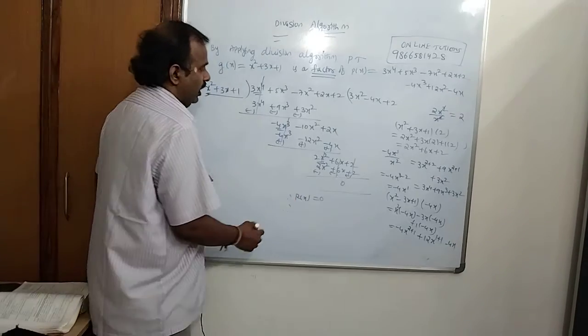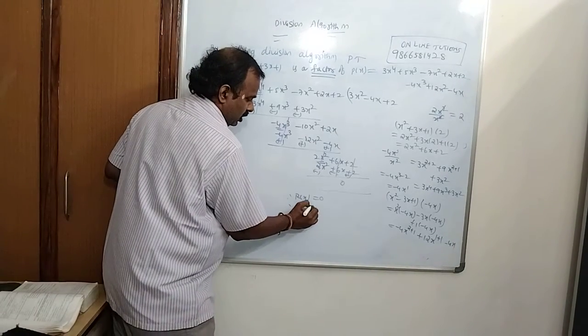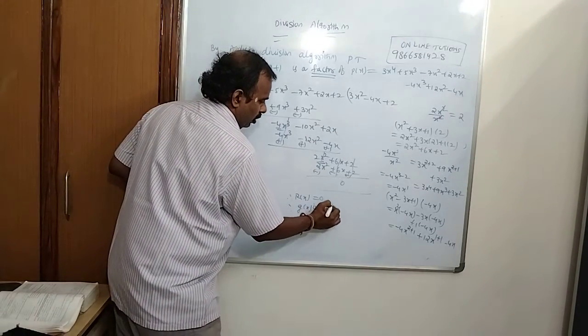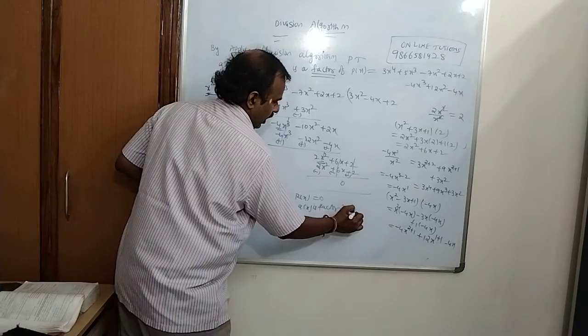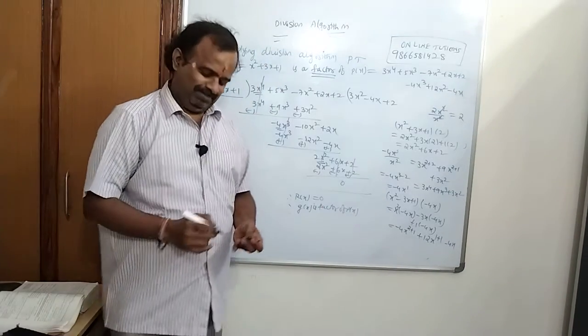Therefore we can say that g of x is a factor of p of x. Hence proved. Thank you.